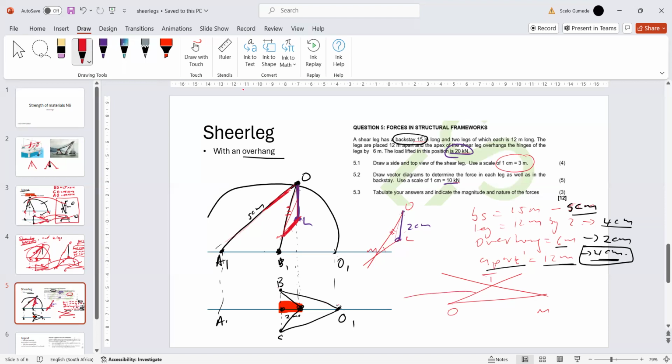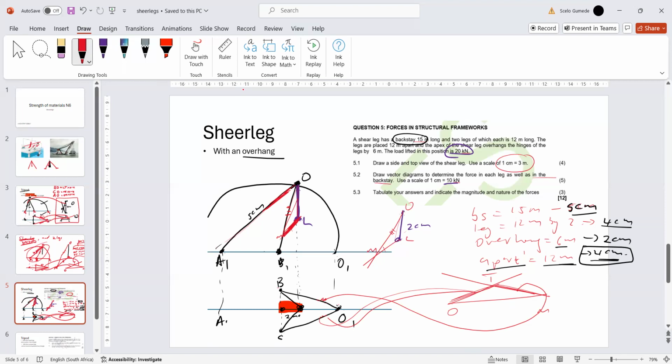This one gives us this. This one gives us that force. I mean, this force here gives us the actual force on this leg. And this force here gives us the actual force on this leg. And then our backstay, which is also, you need to also find the force in each leg as well as in the backstay.